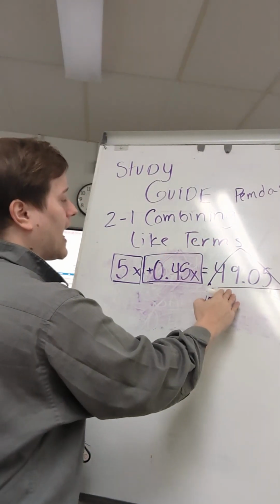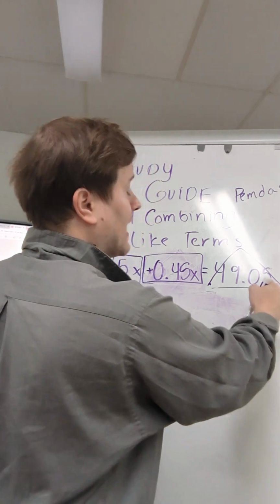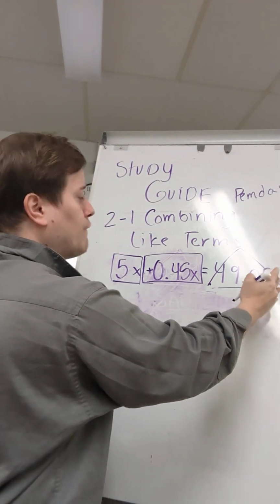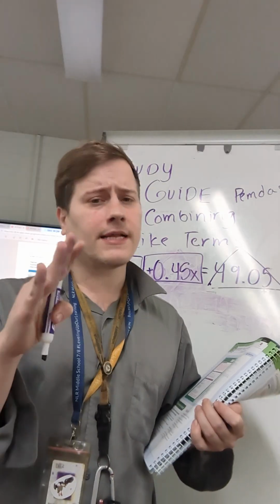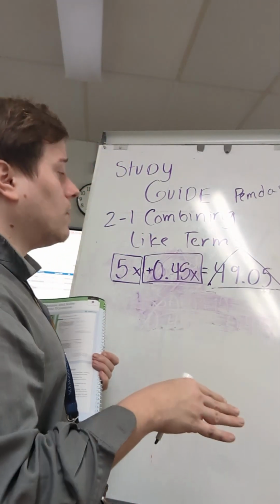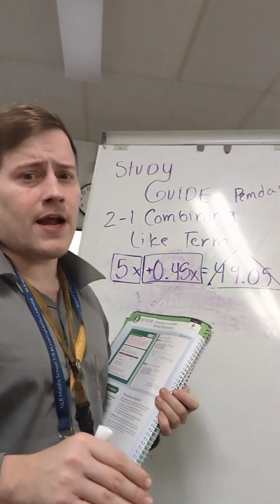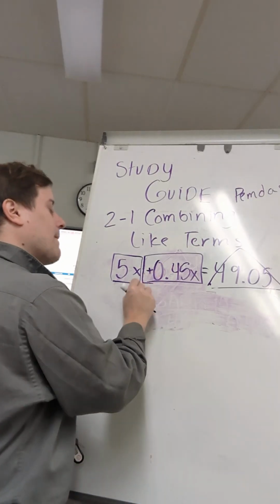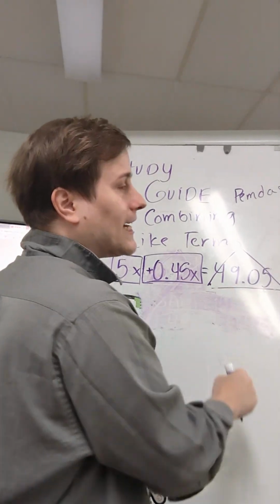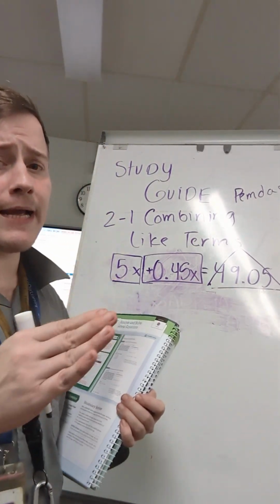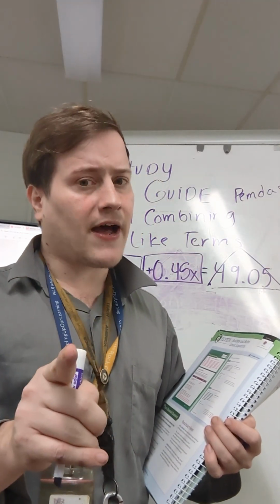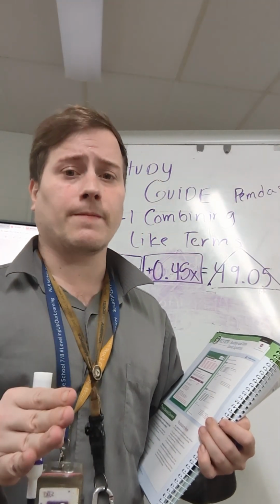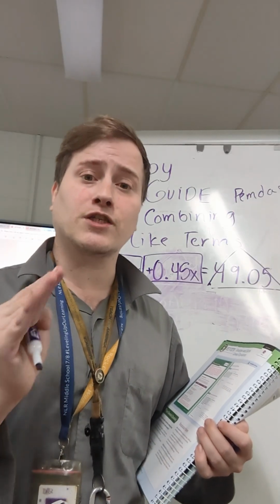So we have 49.05. You'll notice there's no variable next to it at all. There could be in a different problem, but in this problem there's no variable. So we put a triangle around it because we know these boxes won't plus or minus with that. The different shapes do not plus or minus together, period. They can multiply and divide together, but that's not what a term is. A term is separated by plus or minus.